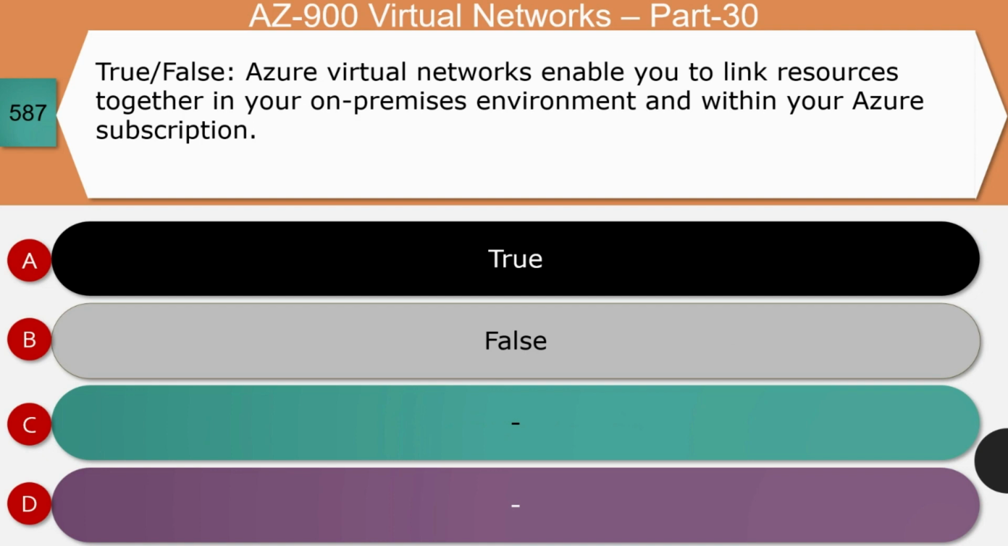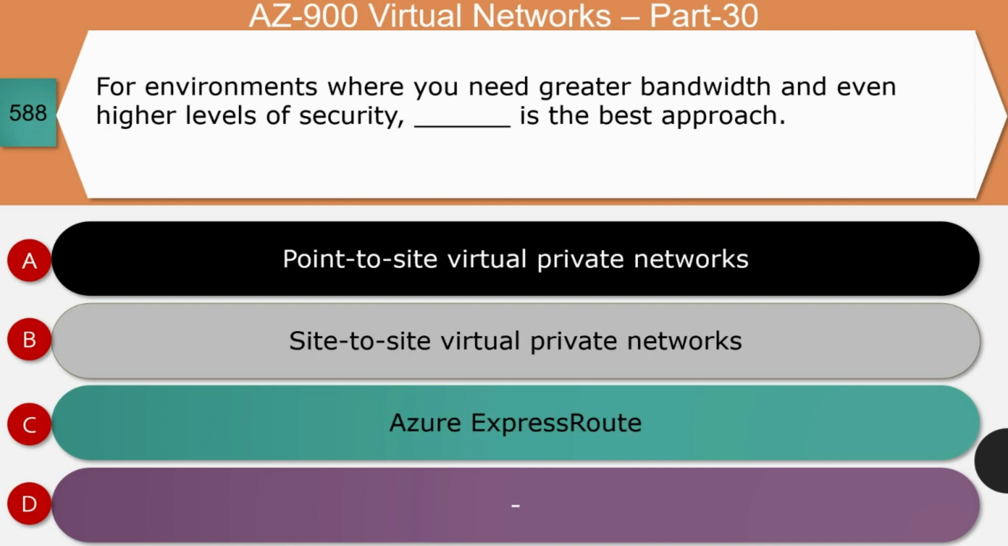Next question: Azure Virtual Machines enable you to link resources together in your on-premises environment and within your Azure subscription. Is it true or false? Please note the wording in the question: connecting the on-premises environment and within your Azure subscription. The right answer for this question is option A, that is true. Let's see the reason. You can link resources from on-premises under your subscription through VPN connectivity. And so option A is the right answer. Next question.